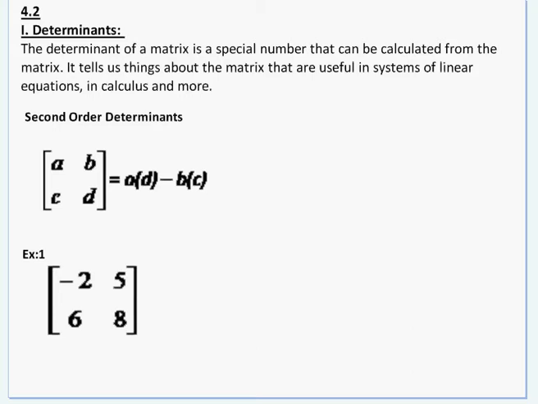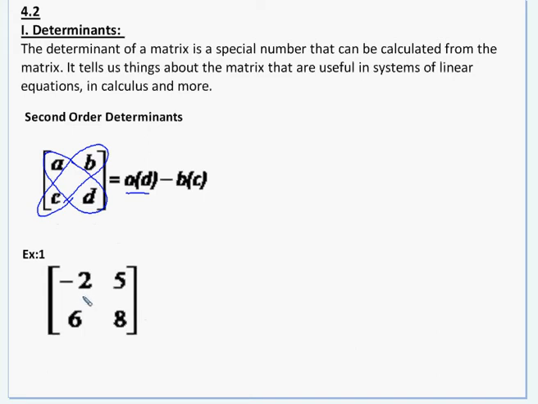One of the ways we can do a determinant is through our second order determinants, meaning it's just a 2 by 2. So we have our 2 by 2 matrix. All we're going to do is take these two numbers and multiply. So we have A times D minus B times C. And then that'll give us our number.